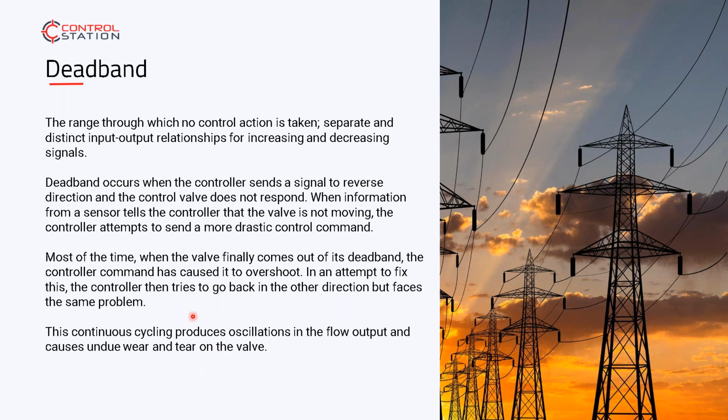You know, this continuous cycling produces oscillations. It builds up that wear and tear in the mechanical components. If your valves have a lot of mechanical components, watch out for deadband. What causes it to grow? Oscillations. What causes the oscillations to grow? Aggressive control of your process, over-aggressive control of your process.